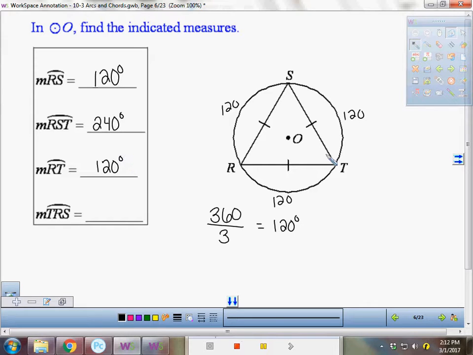And TRS, that would cover this part right here. That's 2 of those pieces, so that would be 240 degrees.